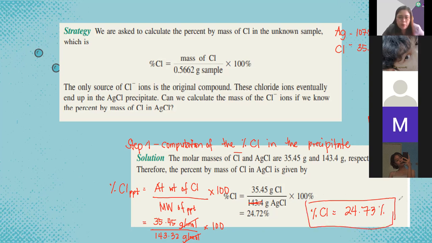So this is for the step 1. Again, this is for the step 1. Ito daw kadami class ang chloride sa precipitate. Kasi kinocompute natin dito yung percent ng chloride sa precipitate mismo. So 24.73% of the precipitate is actually for chloride. The remaining percent is for silver. Ganun yung ginamit dyan sa step 1. Hanggang step 3 pa bago makuha ang tamang answer. Please copy the formula for the step 1.